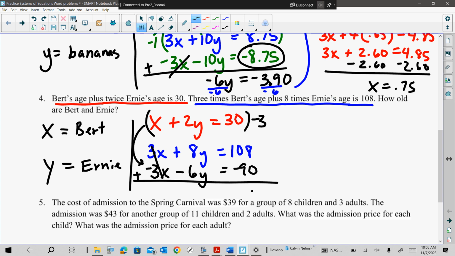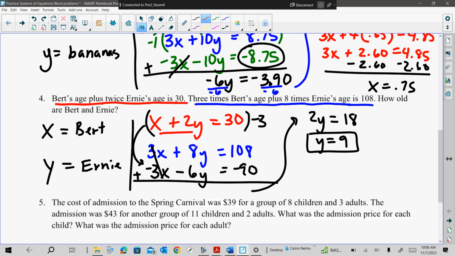So this will turn into, I'm going to come up here, 2y equals 18. So our y is 9. All right, so how do I get to Bert's age? Because we need x and the y. We got Ernie's age. How do we get to Bert's age? Plug it back into the first equation, guys. X plus 2 times 9 equals 30.